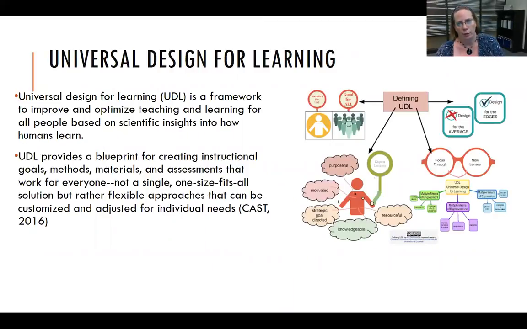In the lecture on Chapter 4, I briefly mentioned universal design for learning as a strategy for addressing the needs of different learners. In this lecture, I will spend a little more time talking about UDL, its conception and application. Again, UDL is a framework to improve and optimize teaching and learning for all people. It is based on scientific insights into how humans learn. We can consider it a blueprint for creating instructional goals, methods, materials, and assessments that work for everyone. Not a single one-size-fits-all solution, but flexible approaches that can be customized and adjusted for individual needs.